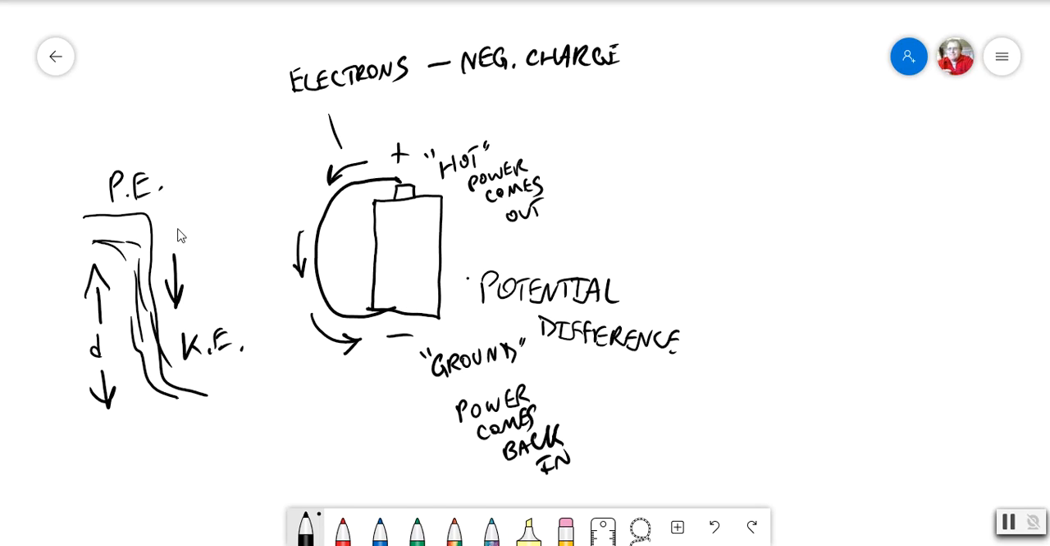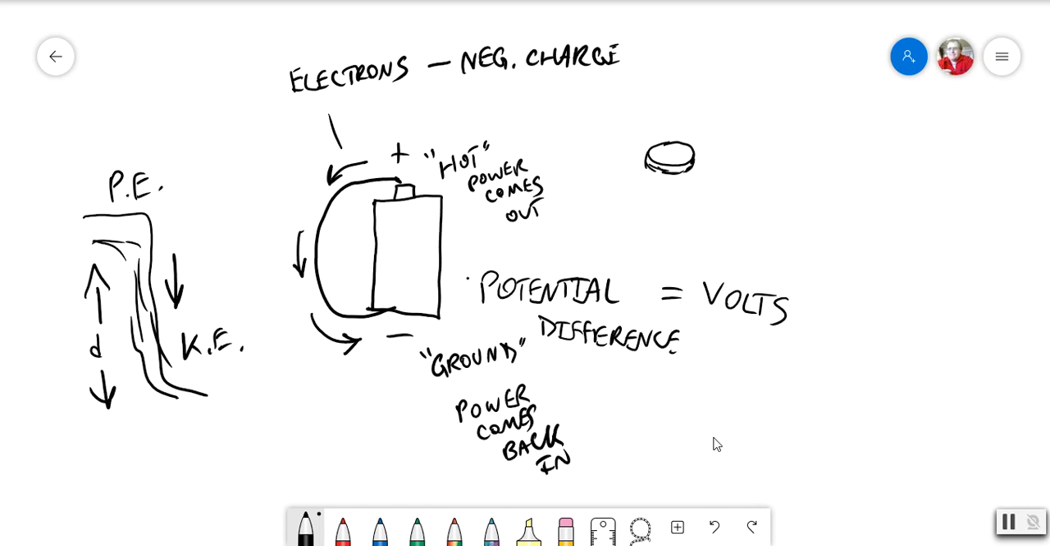Now, with a waterfall, the potential difference is literally the height. With a battery, you could have a little thin watch battery that has a higher voltage. Potential difference is measured in volts, named after the Italian scientist Volta. But volts are an electrical phenomenon. The length of the battery has nothing to do with it, like it would with a waterfall.